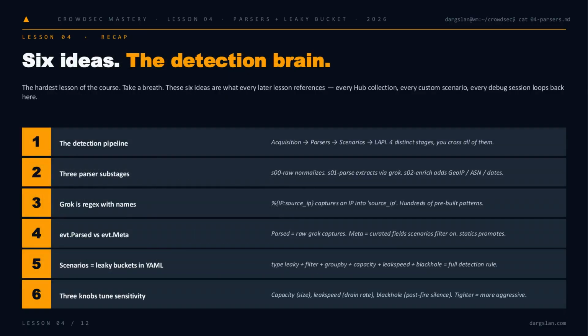Take a breath. This was the hardest lesson in the course, and it's worth pausing to lock in the 6 ideas everything else builds on. The pipeline is 4 stages: acquisition, parsers, scenarios, LAPI. Parsers themselves split into 3 substages. S00 normalizes, S01 groks, S02 enriches.